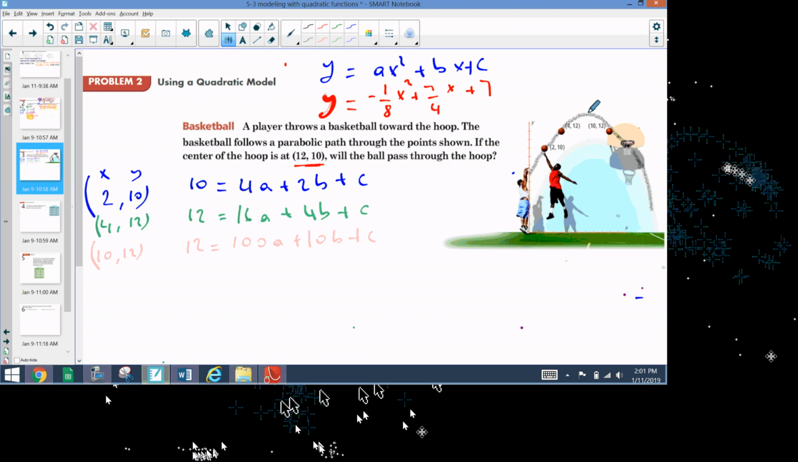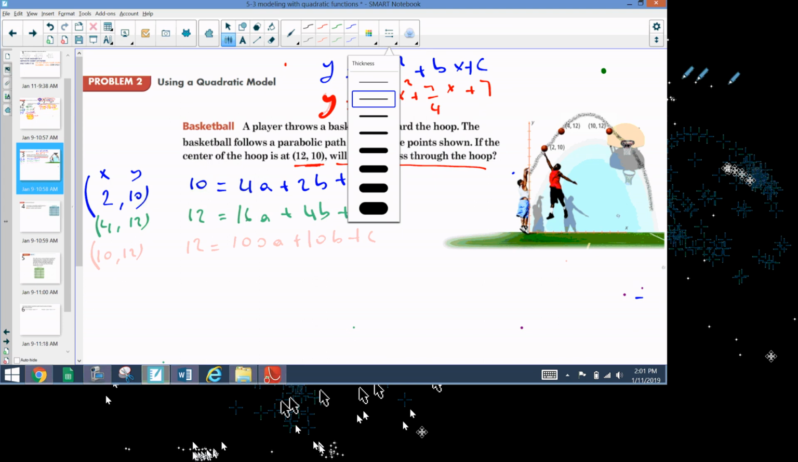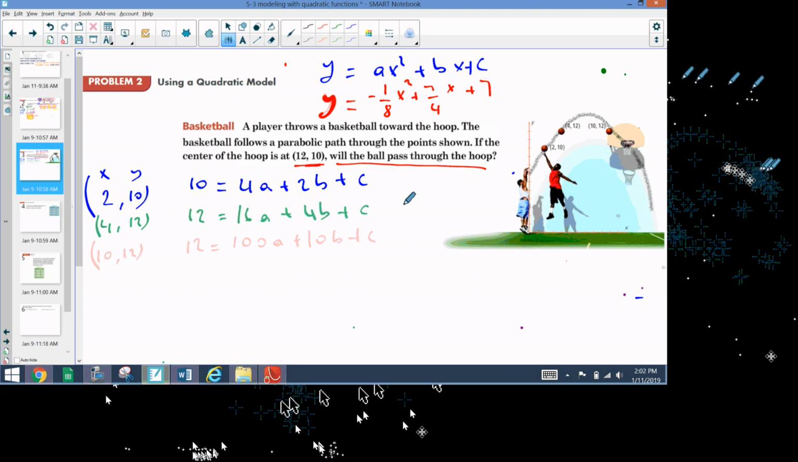So when you look at the question, will the ball pass through the hoop? How are we going to find it? Any idea? So what should I do? So there you go, we're going to plug in. What is the center of the hoop? 12 and 10, correct? 12 and 10.